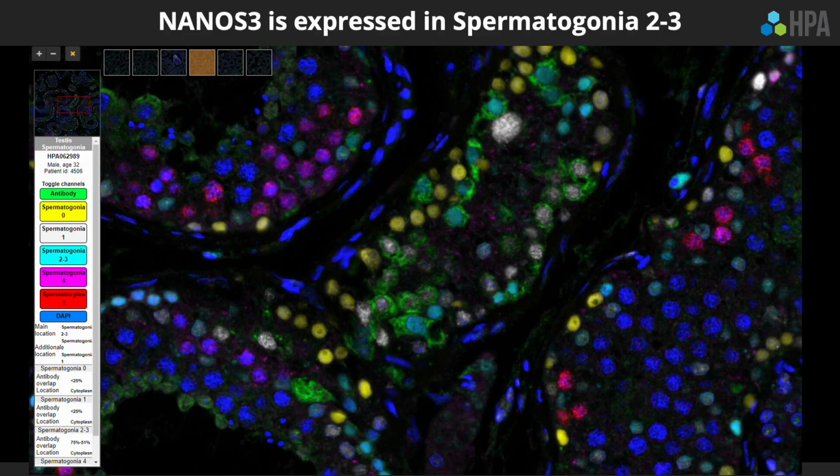Here's just one example of Nanos3 that we, based on this methodology, could see that it's expressed in spermatogonia stage 2 and 3, which is a subset of the cells in the seminiferous ducts, the most basal ones.